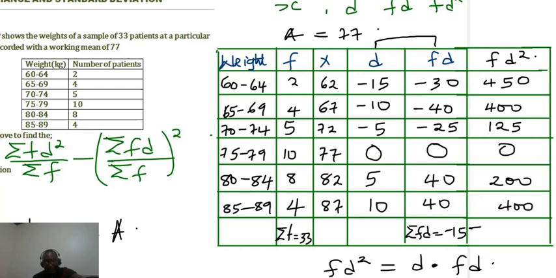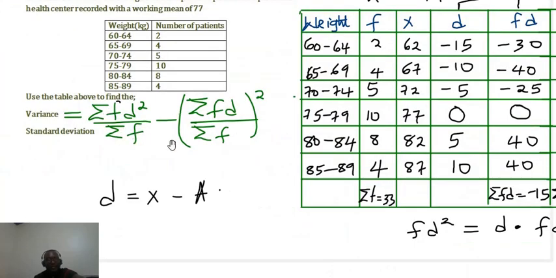Also, we shall be required to get summation fd squared, and this will be fitting in this position here. So we need to go ahead and sum up all these values. Okay, so when we add them, we get 1575. Okay, so that is our table, which is complete. Next, we now need to use our formula to find the variance. And after finding the variance, we can proceed by getting the square root to get the standard deviation.